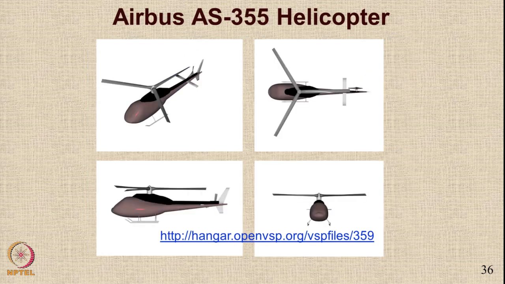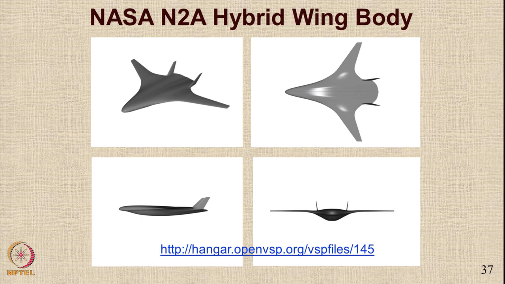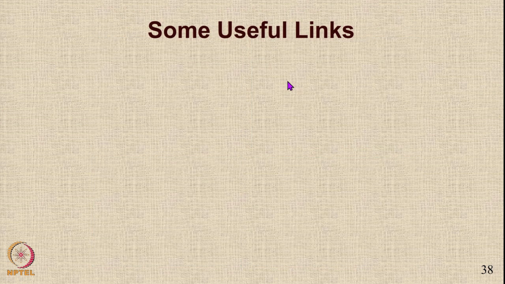This is the Cessna Citation Latitude. You can also model helicopters. This is the Airbus AS-355 helicopter modeled by somebody, and the NASA hybrid body.